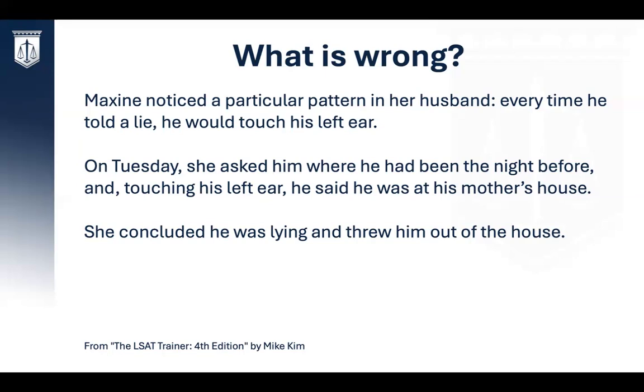Okay. So did she draw the correct conclusion? No, she did not. She fails to consider that maybe he touches his left ear because he has an itch. What you need to remember is he always does it when he lies, but he likely also does it when he has an itch or for another reason. He doesn't only do it when he lies. So if it said he only touches his left ear when he lies, then she would have been justified in throwing him out, okay? But Maxine does not have enough information upon which to base her conclusion. And what I would say to her husband is run.